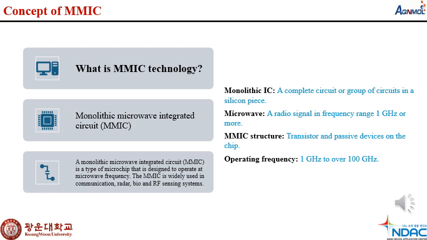Overall, we can see that a monolithic microwave integrated circuit is a type of microchip that is designed to operate at microwave frequency, and the MMIC is widely used in communication, radar and RF biosensing systems.